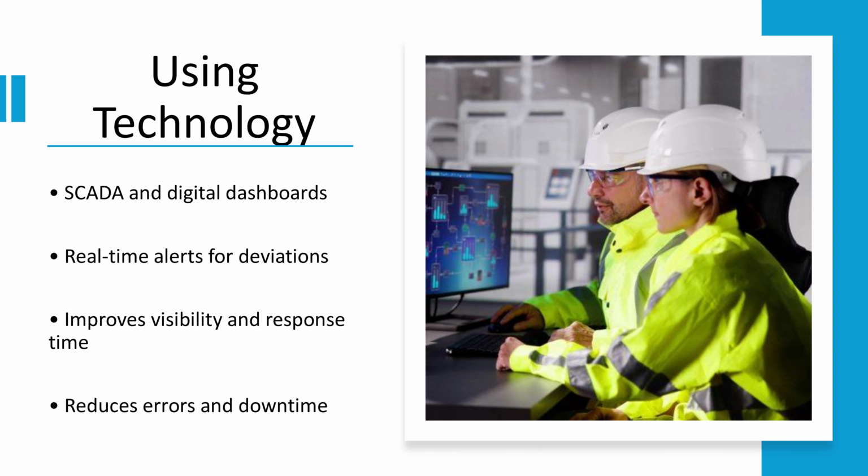Modern control systems use digital dashboards, automated alerts, and data analytics to make real-time decisions. For example, SCADA systems, which is supervisory control and data acquisition, monitor production parameters automatically, alerting supervisors to any deviations. This technology enhances visibility, enabling faster decisions and fewer errors. Now that we've measured performance and identified gaps, we need to take corrective actions to ensure that we continuously improve.